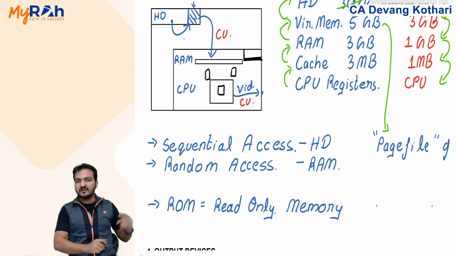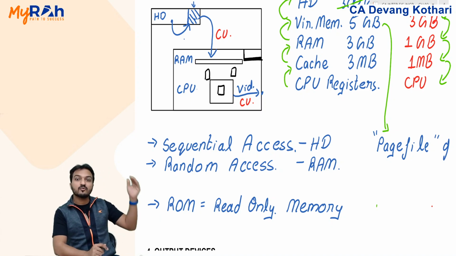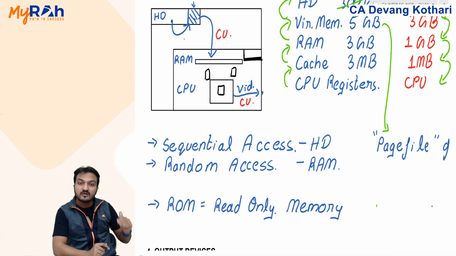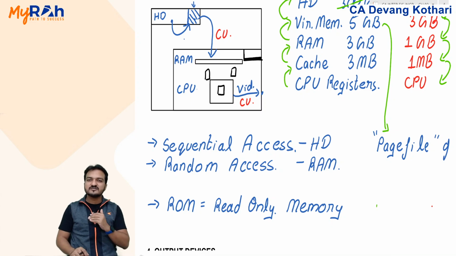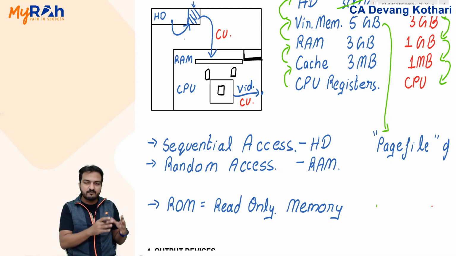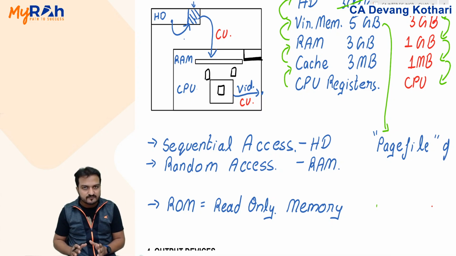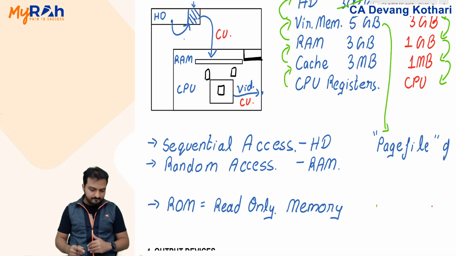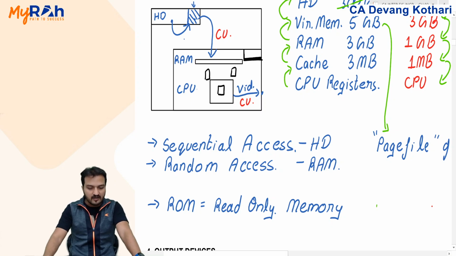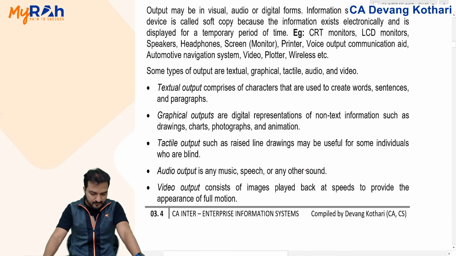Then who put the data into the ROM? Well, it was put by the manufacturer. The manufacturer himself put the data into the ROM. That becomes your 100% permanent storage. It contains certain basic programs, basic necessity programs that are needed by the CPU to run the computer. Okay, so that covers our hardware components, storage devices.